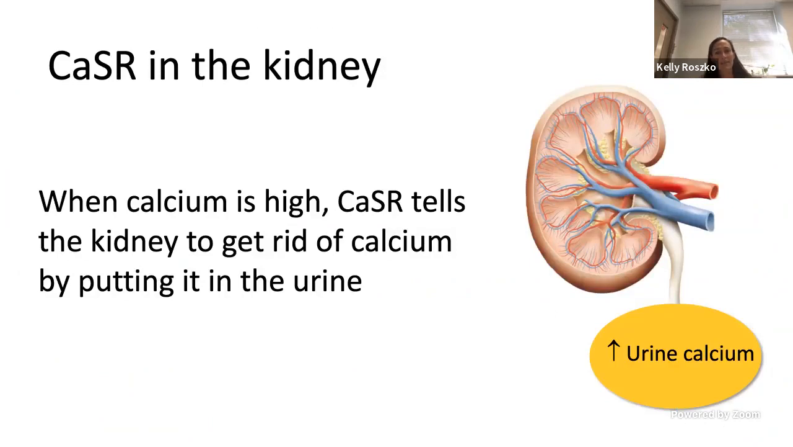So the calcium sensing receptor is also found in the kidney. Similarly to the parathyroid gland, when the calcium is high, the calcium sensing receptor tells the kidney to get rid of calcium by putting it out in the urine. So you get an increase in urine calcium.